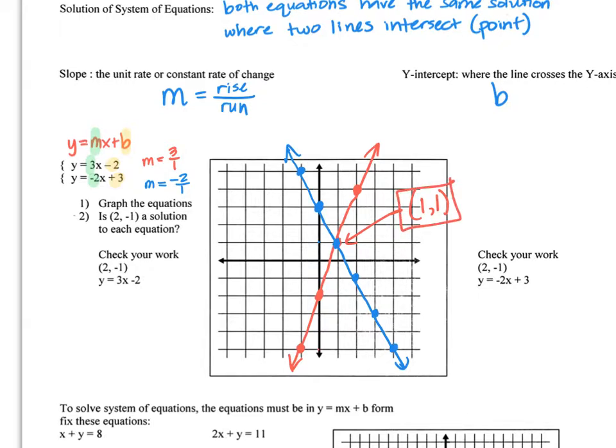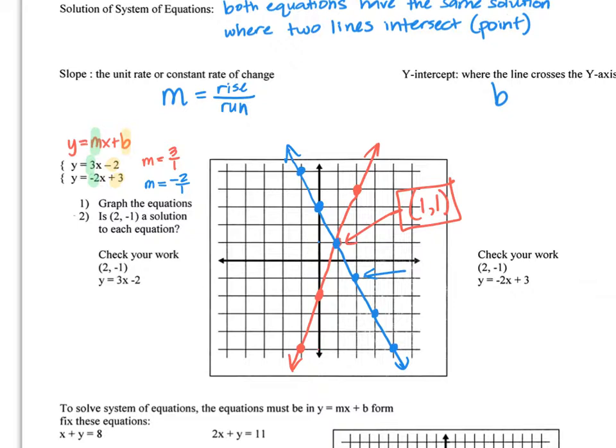Now the next question asks us, is the point 2, -1 a solution to each equation? And we can see on here that 2, -1 is the point down here, right? It's right here. Is that a solution to each equation? Meaning, is it a solution to our system of equations? Now we can observe here that it isn't, but let's just see what it looks like when we actually put it into our equations. Okay, so I'm going to work these down here.